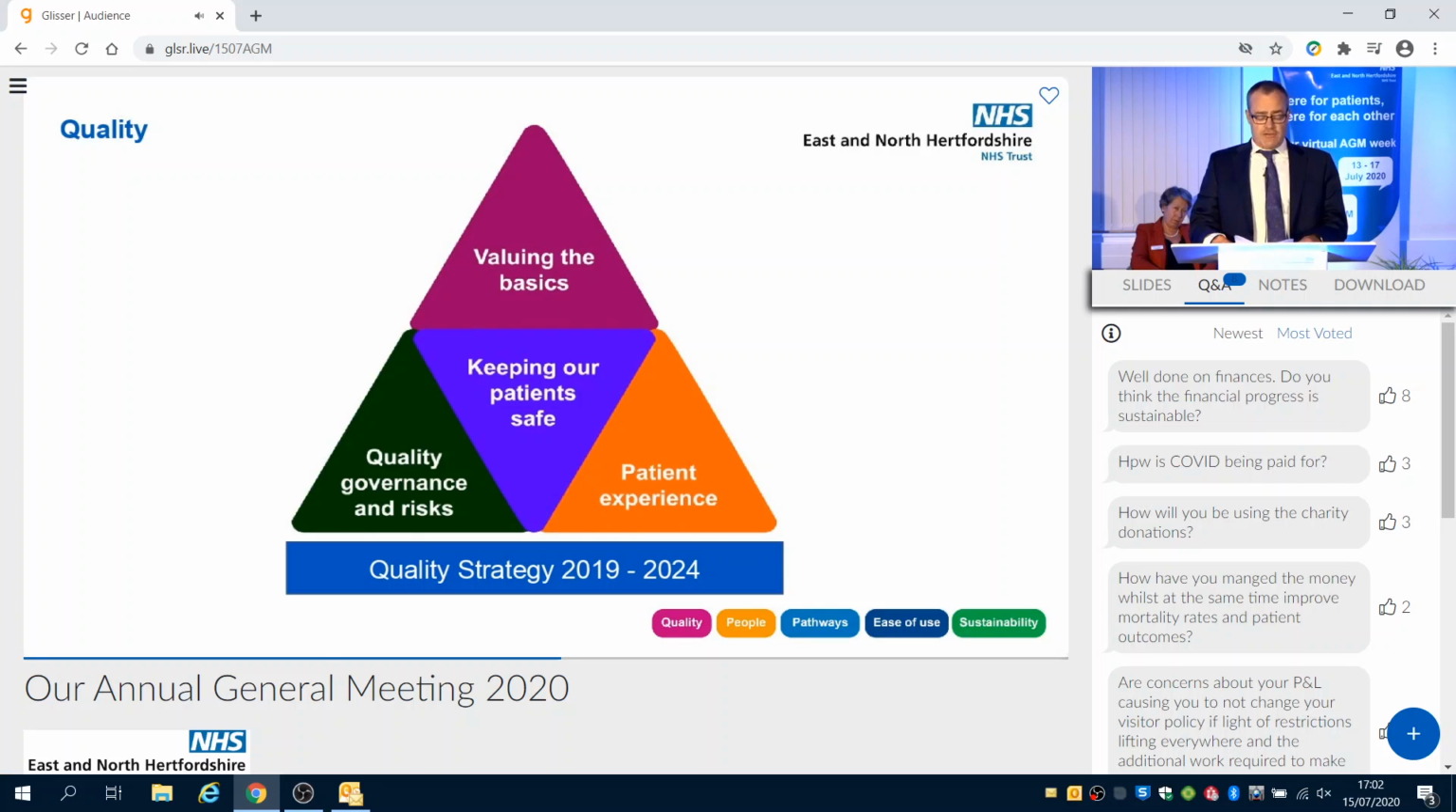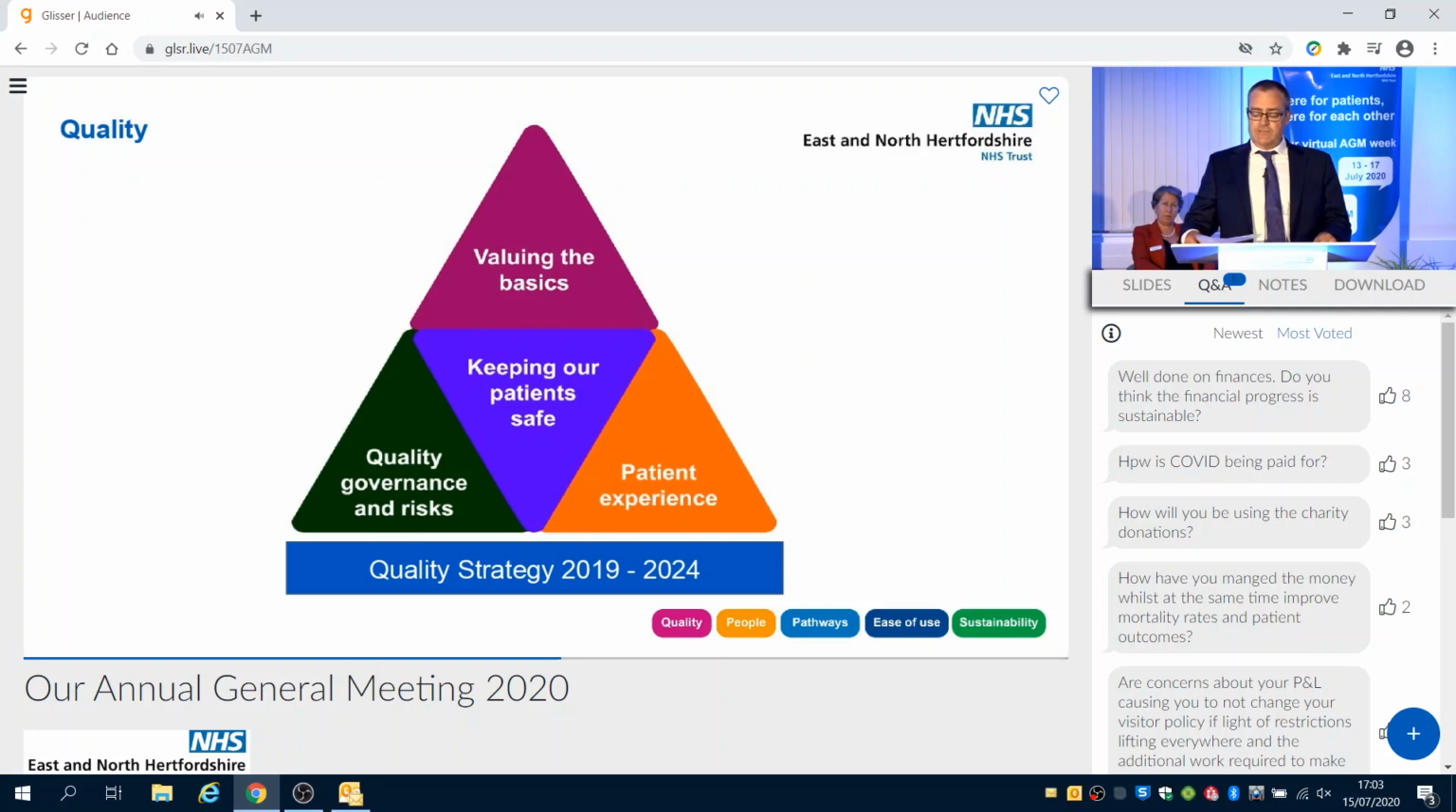In the graph on the screen at the moment, you can see our position in comparison with all acute trusts in England and Wales. And you can see that we are just outside the best quarter, the best 25% in the country. A few years ago, we were just outside the worst 10. The second graph shows our position compared with our peer trusts. These are hospitals that are a very similar size to us and treat a similar type of patient. And you can see that we are very well positioned there.